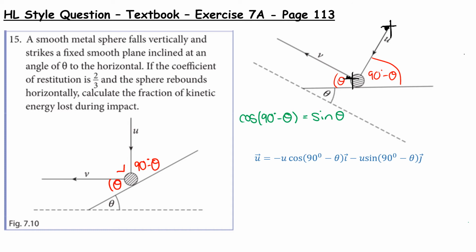So having that idea that when the angles add to 90, there's a symmetry there where the cos and sine of the angles would then be equal. So I can replace this complicated looking thing with a much easier minus u sine theta i minus u cos theta j. Much, much easier. So then we have the velocity of the rebound, and that's v, and that is minus v cos theta i plus v sine theta j. So really do watch your signs there.